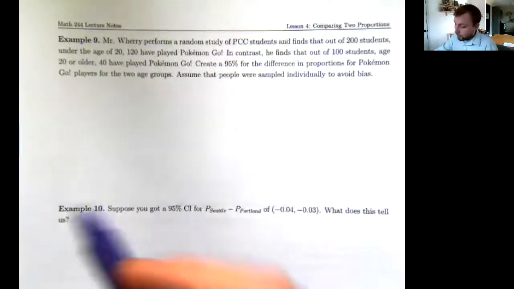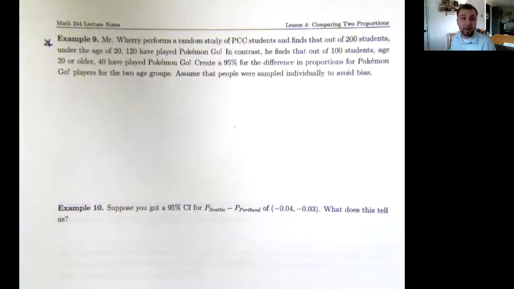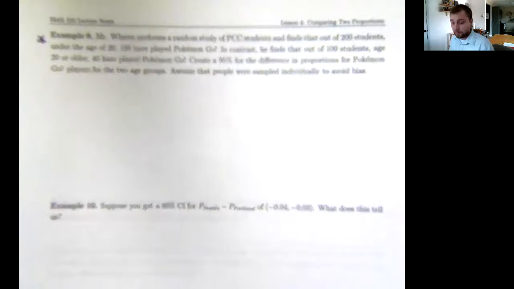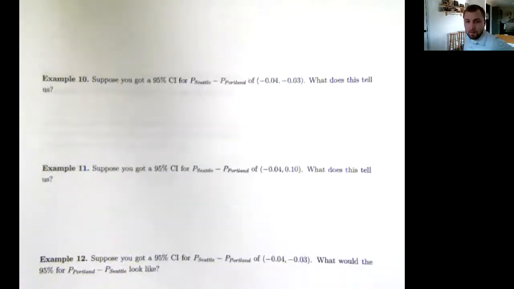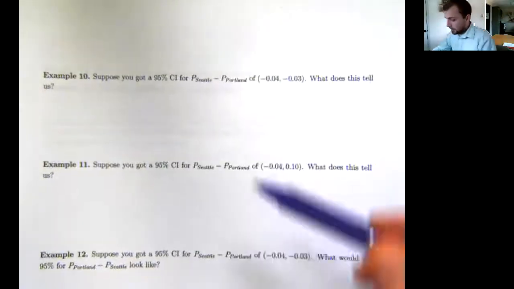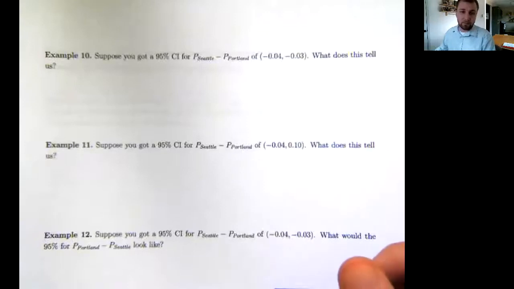Example 9 is a great one to practice on your own. I'm going to put a star by that. Try this one out. This should be within your locus of control. And we're just going to look at the conclusions for these 3 things down here at the bottom.